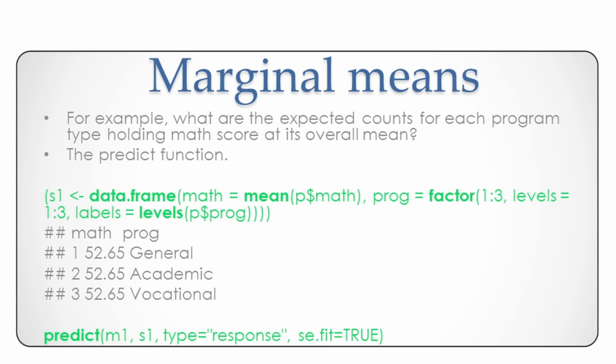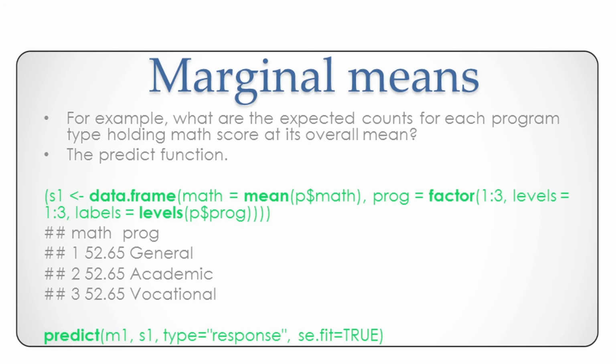So here you can see the s1 data frame. We predict using the model M1 on the data frame s1. We wish to predict the response, so we say type equal to response, and se.fit equal to TRUE, so as to return not only the predicted values but also the corresponding standard errors of prediction. The results are as given on this slide.